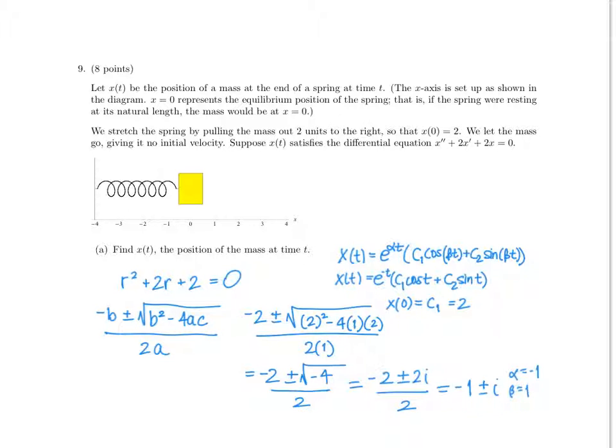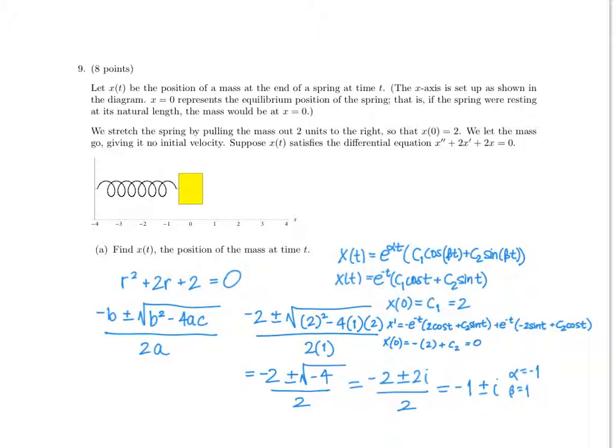Now let's move on to the fact that it has no initial velocity. That means x prime of 0 is equal to 0. We need to take our general solution, find its derivative, which would be our x prime, plug in 0 for t, and set it equal to 0. We know that c1 has to be 2. What does c2 have to be in order for this to hold?